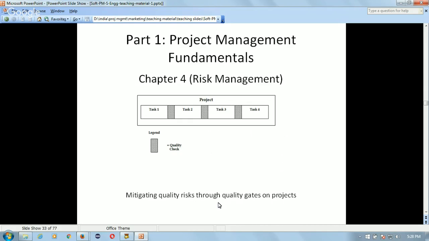So, like on some projects, you have quality gates. The quality gates ensure that the resources which are working on the task check the quality of the product, and when they see that it is okay, only then they will approve, and then the next task can be started.